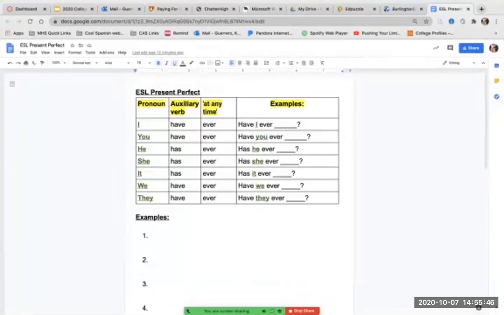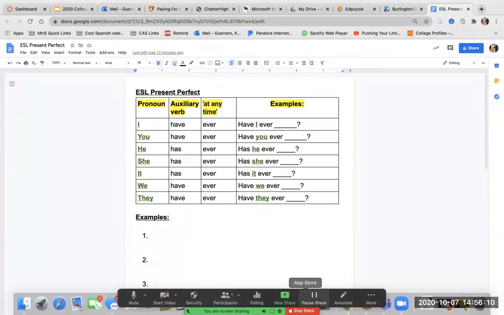So hi class, today we're gonna go ahead and review the present perfect. And I know a lot of my students are still having questions about how to use the auxiliary verb have or has. So here I went ahead and showed you I have, you have, he has, she has, it has, we have, and they have.